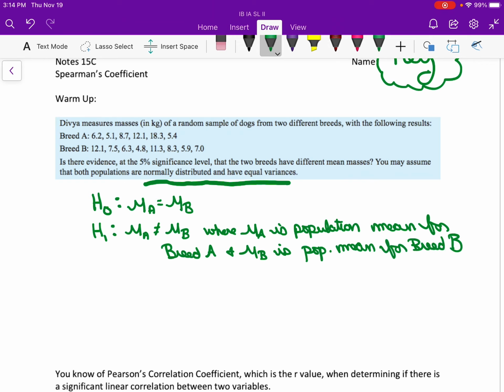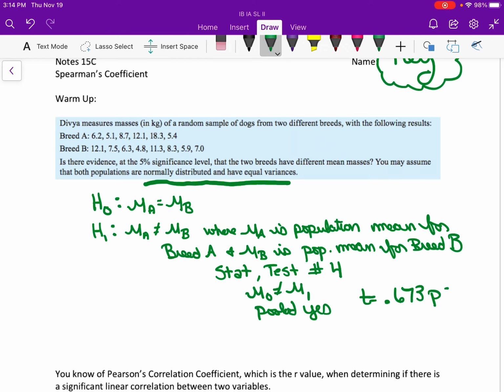Okay, and all you want to do is put this in your calculator and go to stat, test, number 4. There are 2 sets of data here. So we want mu not equal mu 1. All right, yes, this is a pooled result. And you're going to end up with a t-value of 0.673 and a p-value of 0.514.